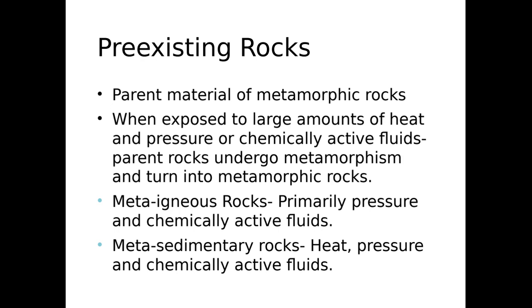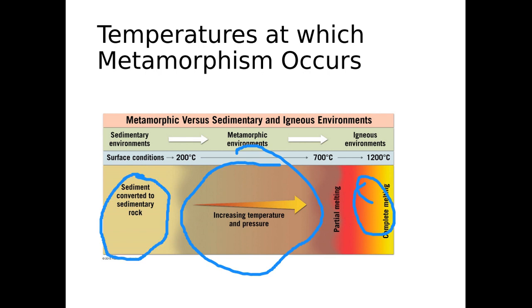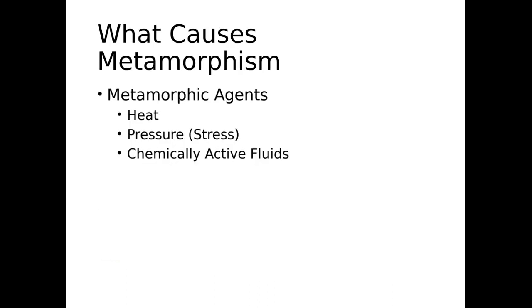And metamorphic rocks, you know that they are either igneous rocks or sedimentary rocks that have been changed through heat, pressure, chemically active fluids. And you know that they occur in these temperatures here. This is the metamorphic zone. So once you get into melting, it's no longer metamorphic, and there's some low temperature, low pressure changes that turn sediments into rocks. The metamorphic is somewhere in between, does not involve melting.